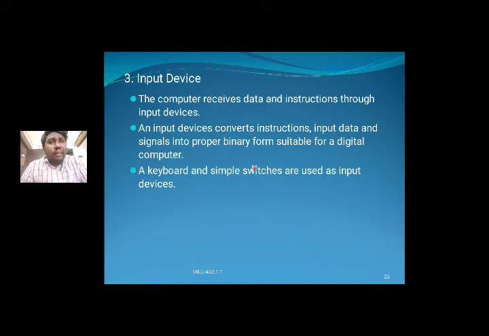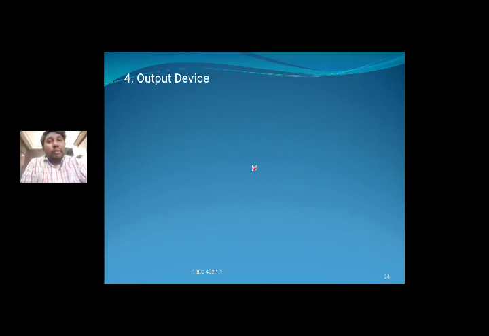An input device converts the instructions, input data and signals into proper binary form suitable for a digital computer. A keyboard and simple switches are used as input devices. This is the discussion about the input devices.